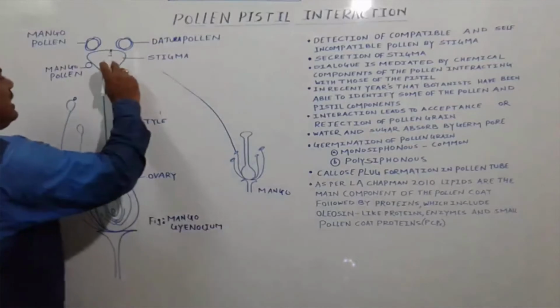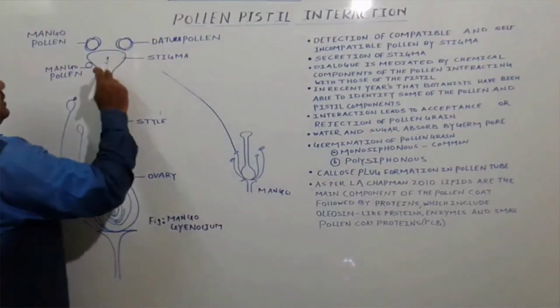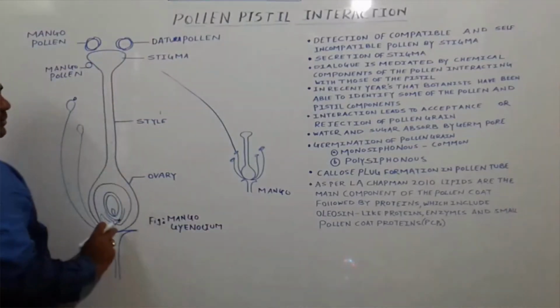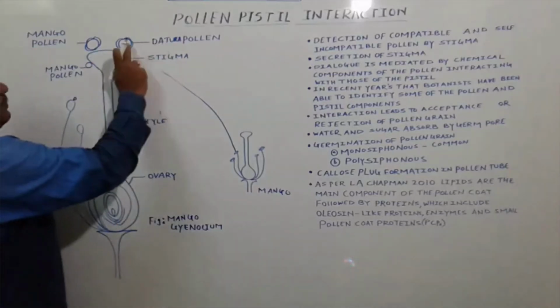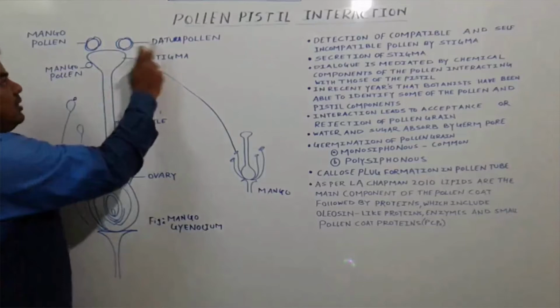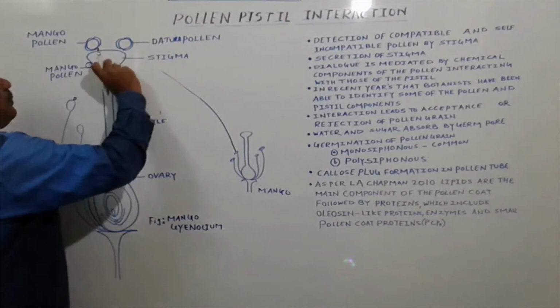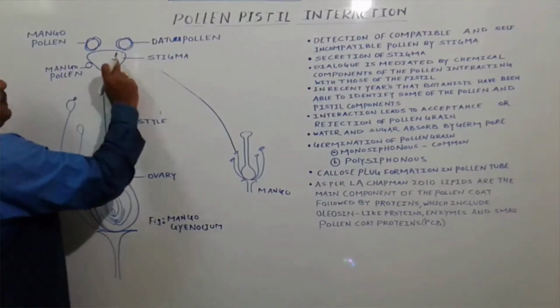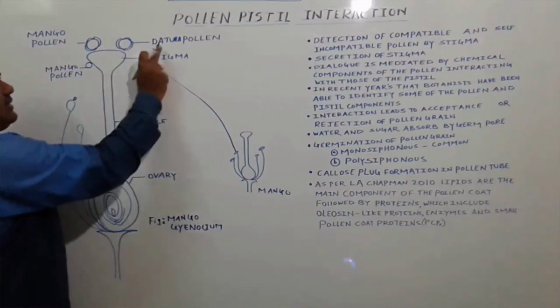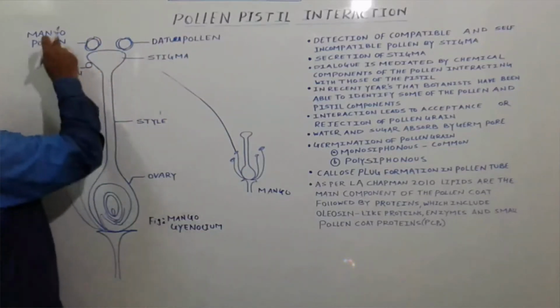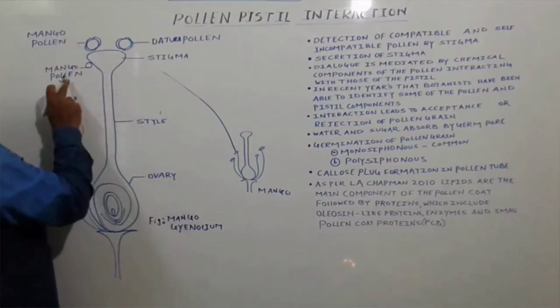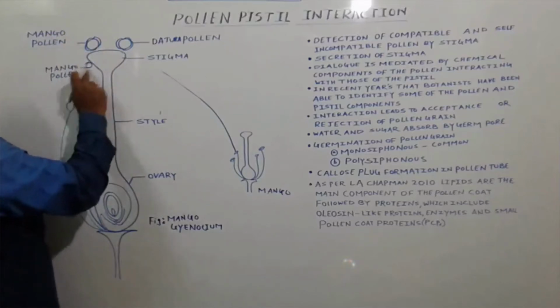So this is a pollen grain; detect another pollen grain like this. This one is the gynoecium of a mango, or pistil of a mango, and this one pollen grain is of a datura. Now in the pollen-pistil interaction, the stigma rejects this datura pollen grain. And of these two mango pollen grains, this one is a mango pollen grain, and the second one is also a mango pollen grain.